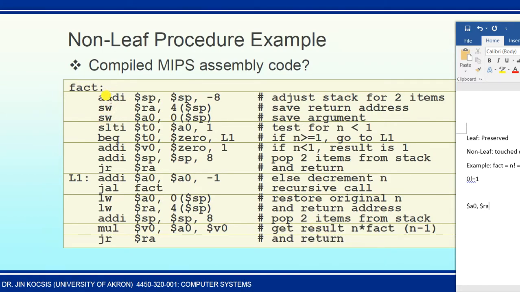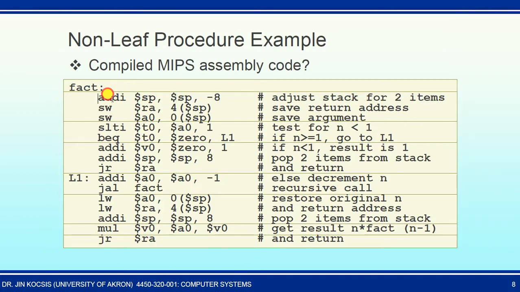So now let's look here. This is the assembly language. I think we went through it already, but let's go through it again, just to make sure you understand. Because two registers will be touched, I need to push the original values of these two registers onto the stack.